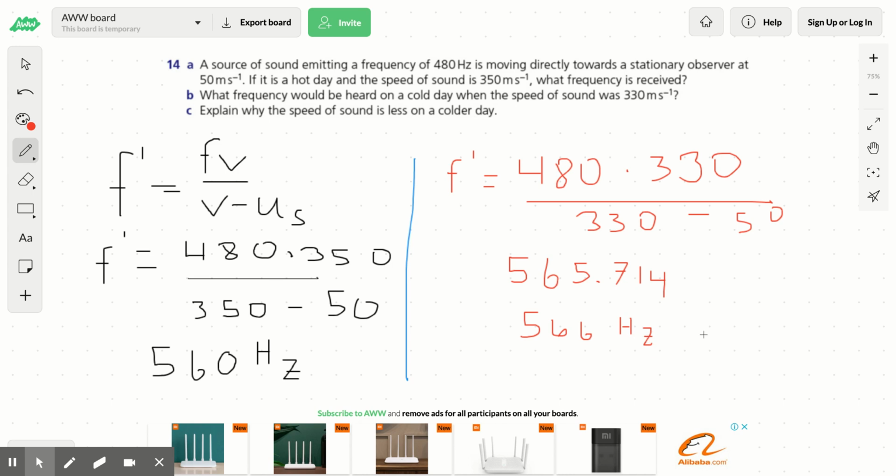Question C is not relevant to our equations, but is good to know. Explain why the speed of sound is less on a colder day. We learned this a while ago. Sound is a wave. The speed of a wave is only affected by the medium in which it travels. On a hotter day, the molecules will be able to move faster because there's less resistance. On a colder day, things are more clumped together, and then the molecules will start moving a bit slower and will lower the average speed.